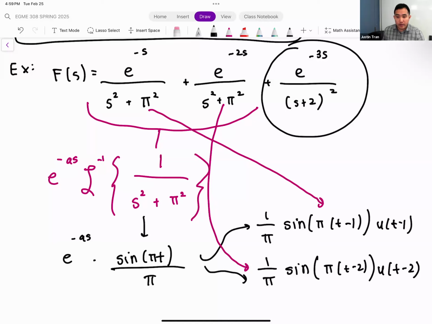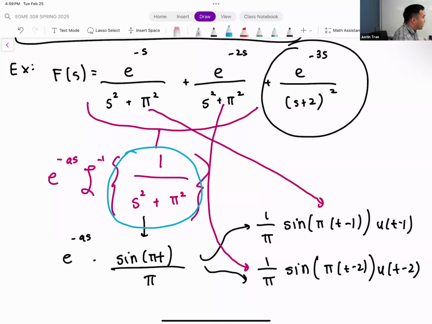Oh, question, can I go over that part again? Yeah, absolutely. So for this one, these two terms essentially have the same base function, right? And the base function for both of these cases is 1 over s squared plus pi squared. It's just they have separate terms in our original function because they're shifted by a different amount. The first term is shifted by 1, the second term is shifted by 2.